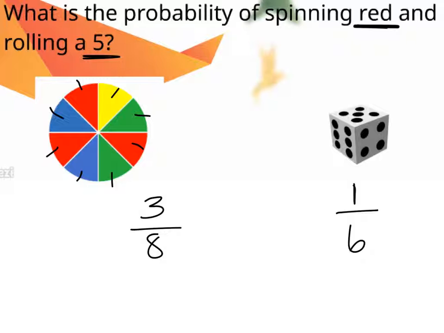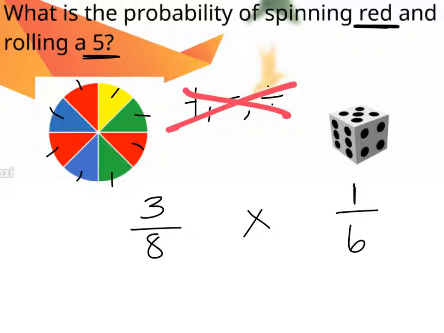So remember, just like I said in the past slide, multiple events requires multiplication. That is the only operation you will do with compound probability. You will never add, you will never subtract, you will never divide. So adding, subtracting, and dividing are big nevers when we're dealing with probability.